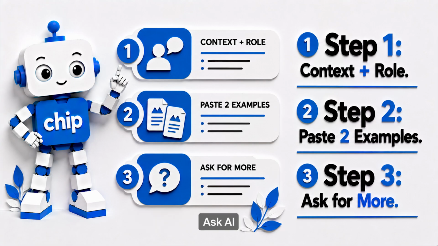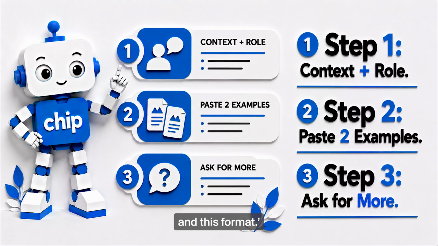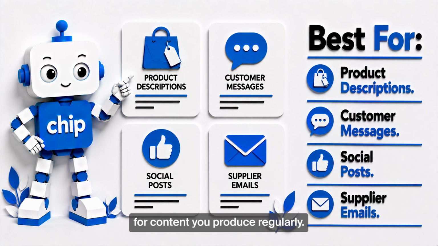Step 3, ask AI to produce more in the same style. Now write 10 more messages in exactly this tone, this length, and this format. AI will follow your examples. You get 10 new messages that sound like you in under 1 minute. This technique works best for content you produce regularly.